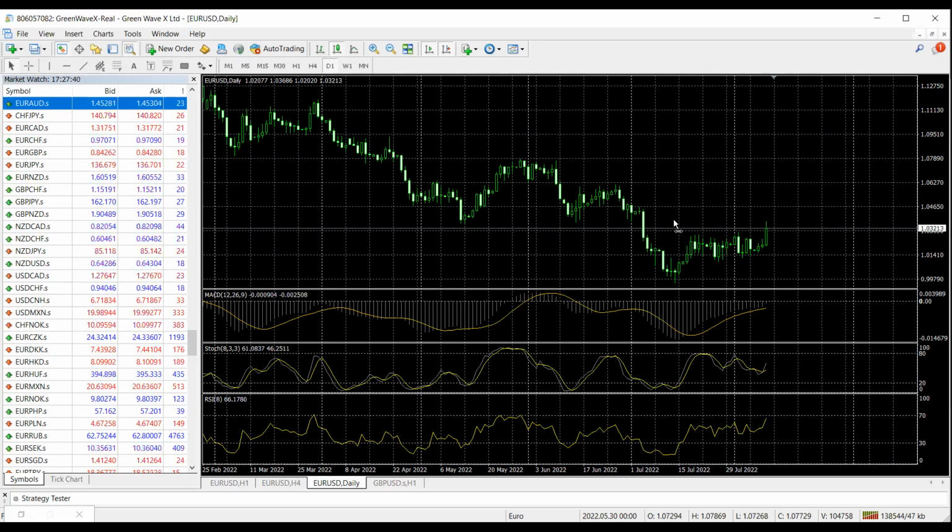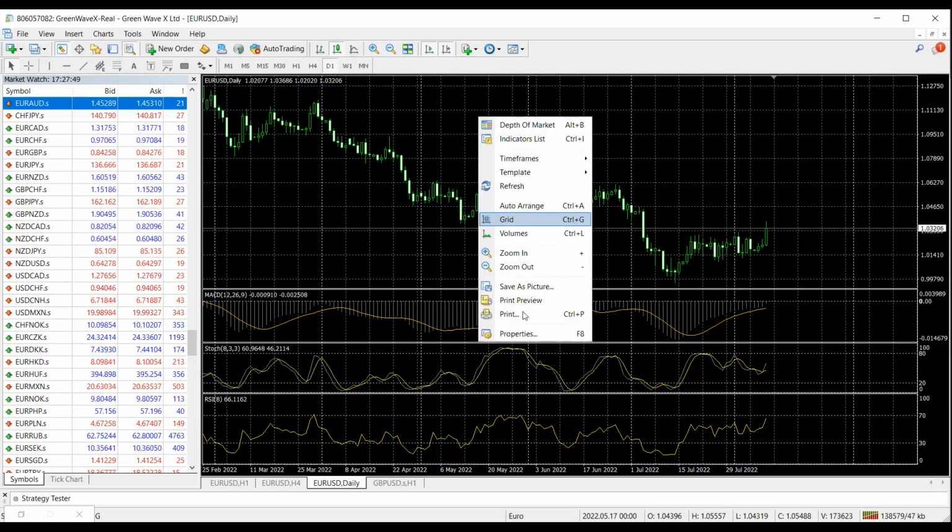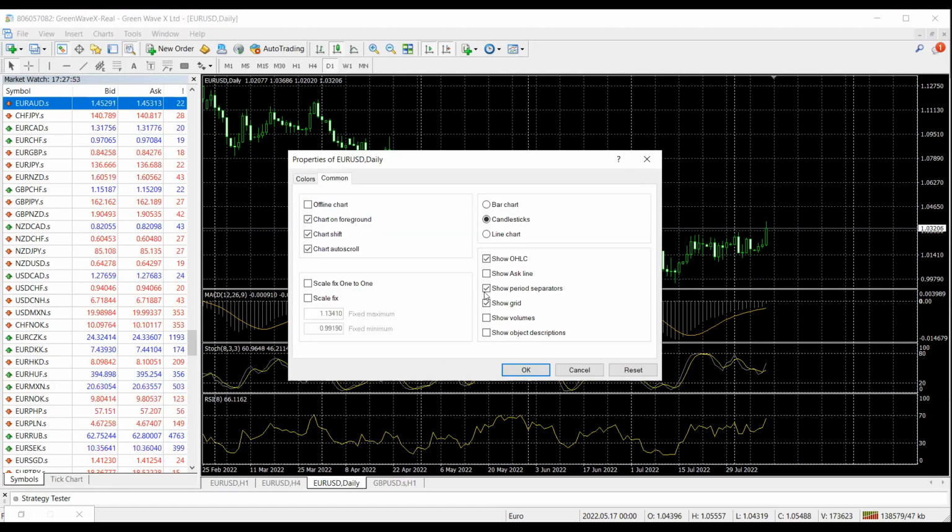And then there are some stuff here that I like removing, like this grid. But if you are okay with it, no problem. But me, I like removing the grid. So I right click and go to properties, and then I'll go to common, and then you can see show grid is ticked. And you can see all those grids here. I want to remove it.